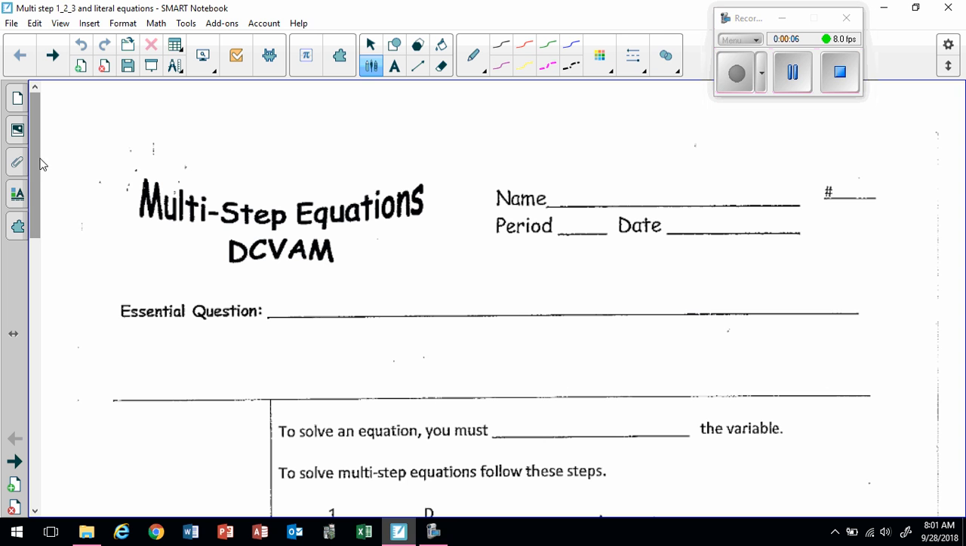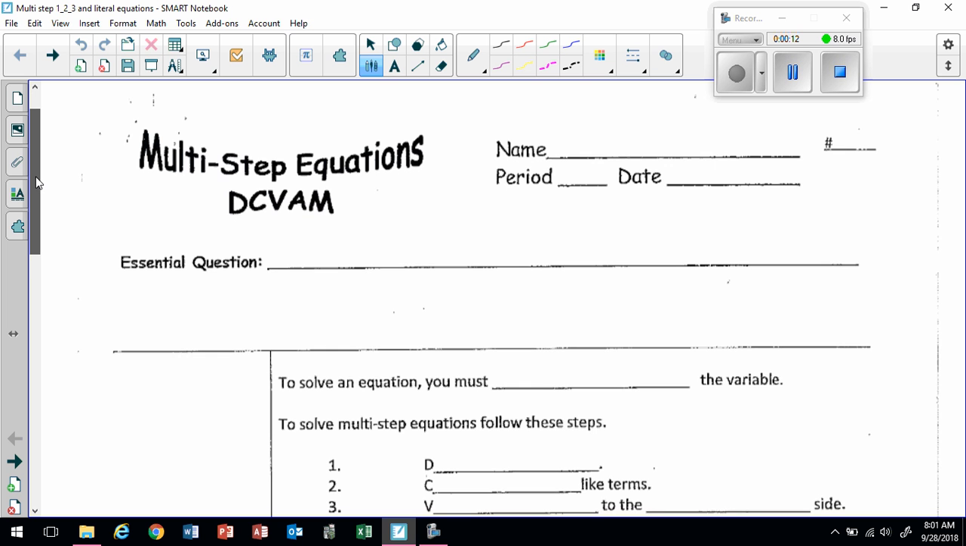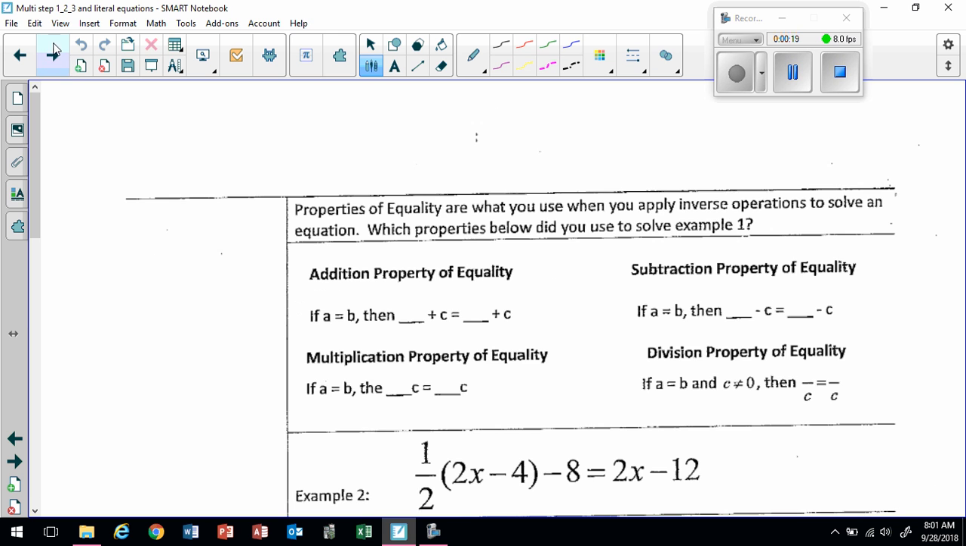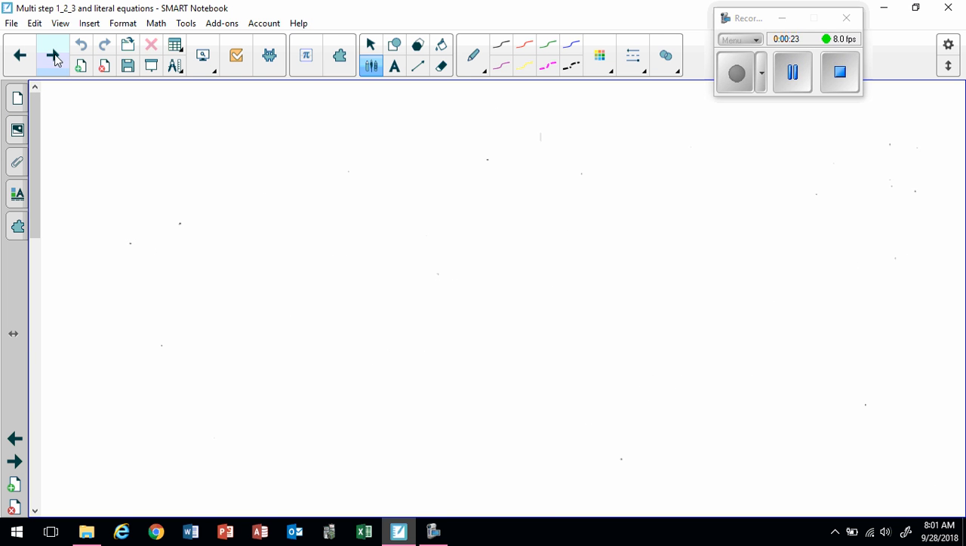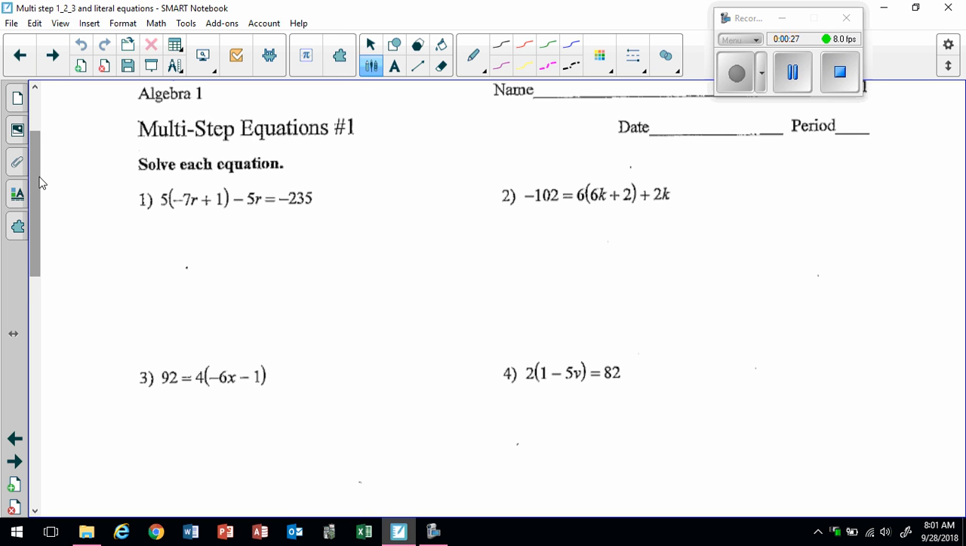So you guys should have watched the video for these notes right here, multi-step equations, DCVAM. Okay, so you guys should have done all of this. I'm just going to go through the pages. You guys should have completed this as notes. You guys should have completed this. And then guess what? As always, we have multi-step equations practice for you. So here's the deal. I'm only going to do 2 of these. The rest of these, you're going to have to do on your own.